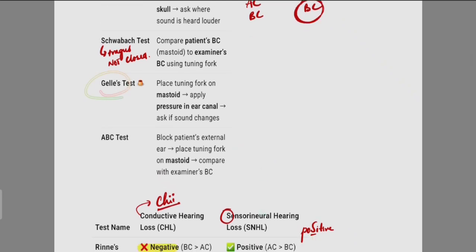Now Gelle's test, you're going to remember this as jelly. You know how jelly keeps moving, wobbling. The same way, just remember there's something which is moving, that is your stapes footplate, right? So the stapes footplate, in conductive hearing loss, what happens is it will be fixed. So even if you apply pressure in the ear canal, there will be no sound change, so it will be negative there.